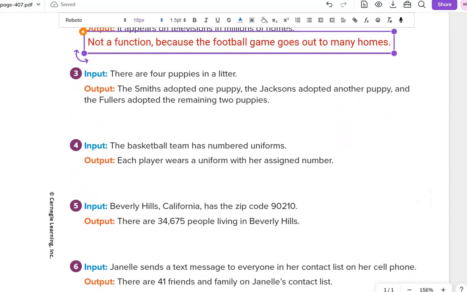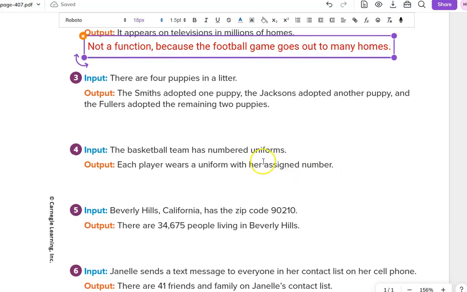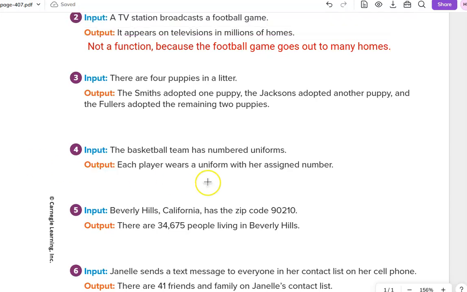Okay, there are 4 puppies in a litter. The Smiths adopt 1 puppy. The Jacksons adopt another puppy. And the Fullers adopt the remaining 2 puppies. Okay, this one is easier to see if you map it. So I have puppy number 1, puppy number 2, puppy number 3, puppy number 4.